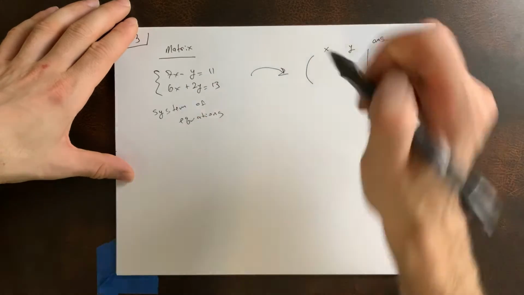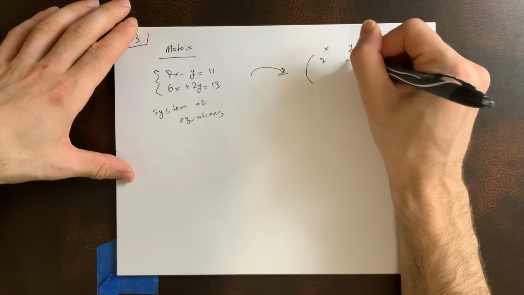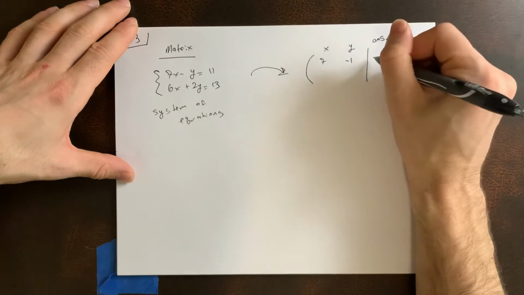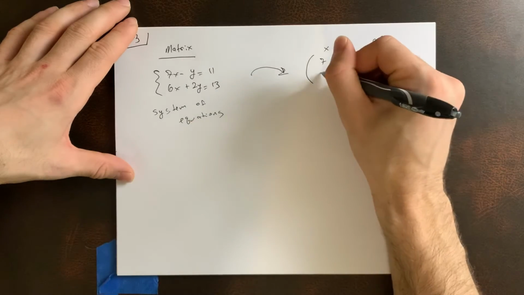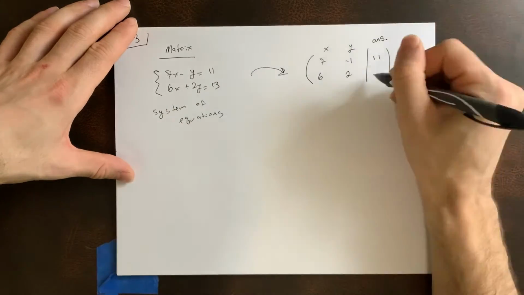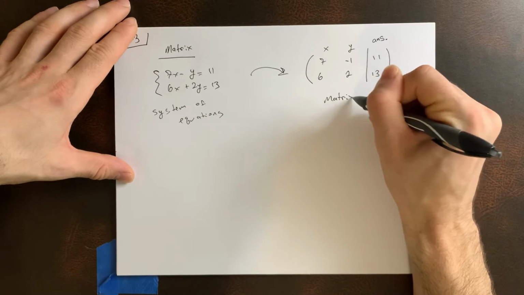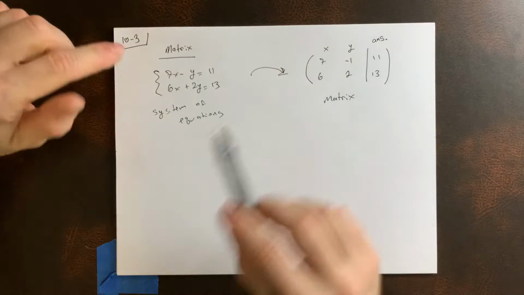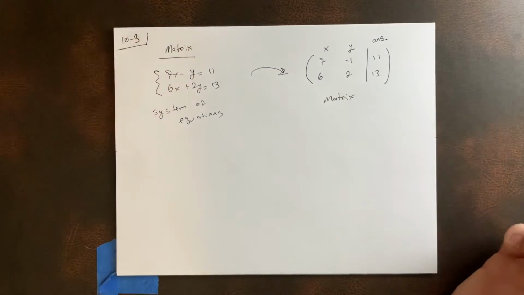So the number in front of the x is a 7. The number in front of the y is a -1. And the answer is 11. Now for this one, the number in front of the x is a 6. The number in front of the y is a 2. And the answer is 13. And this right here is called a matrix. So this is how we can go back and forth. If we have the system of equations, we can write it as a matrix, and it looks just like this.